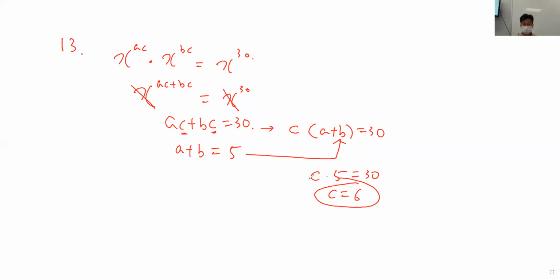Then why did it tell you that x is greater than 1? Because if it is not greater than 1, any number you put, it makes sense. Because 1 to something is always 1. So it doesn't make sense.